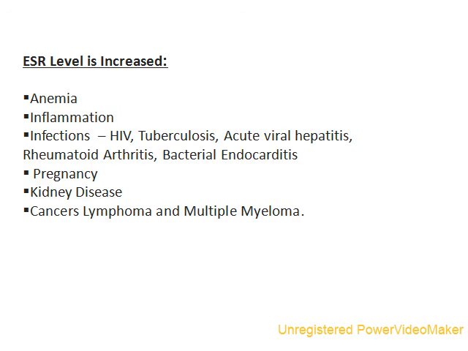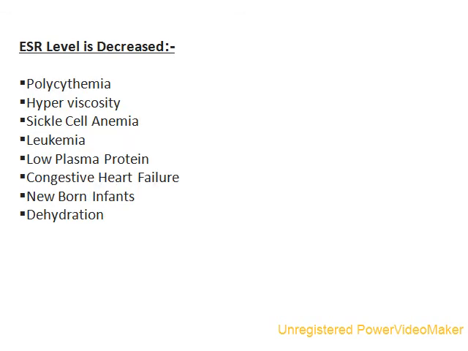Now let us look at the factors that increase ESR. Factors that increase ESR include anemia, inflammation, infections like HIV, tuberculosis, acute viral hepatitis, rheumatoid arthritis, bacterial endocarditis, pregnancy, kidney disease, cancer, lymphoma, and multiple myeloma. And conditions that decrease ESR are polycythemia, that is increased RBC count, hyperviscosity, sickle cell anemia, leukemia, low plasma protein, congestive heart failure, newborn infants, and dehydration.